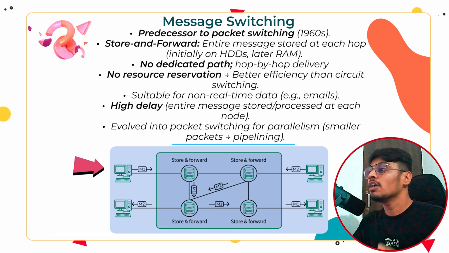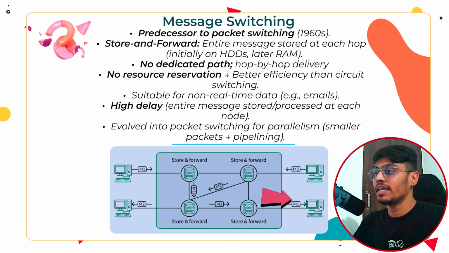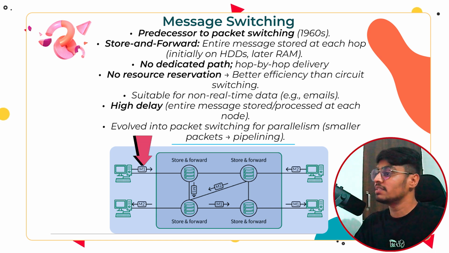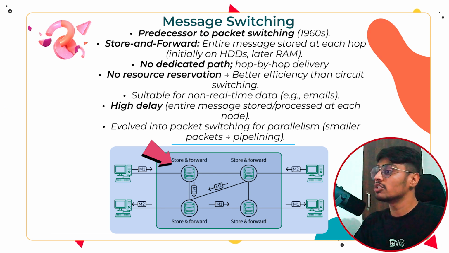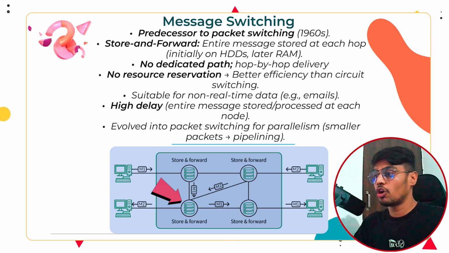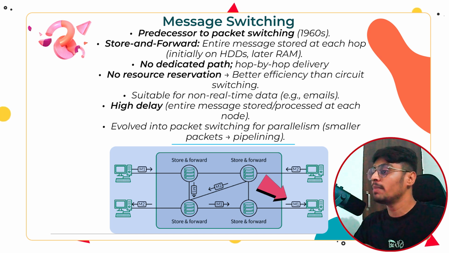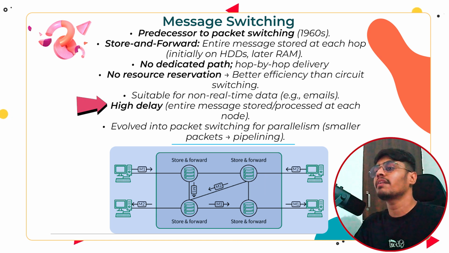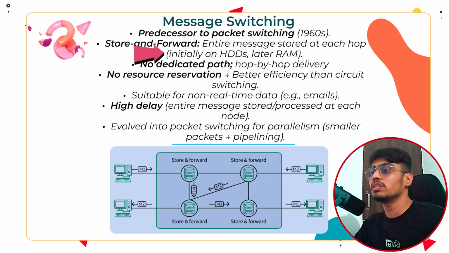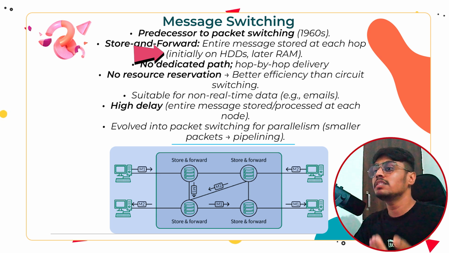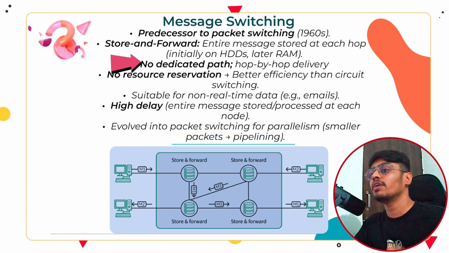But in message switching, no direct connection is created between A and D. A simply transmits its message, which reaches the next hop, like a switch or router. The switch stores the message, processes it to determine the route, then forwards it to the next hop. This process continues until the message reaches its destination. Initially, messages were stored on hard disk, which caused significant delays. Later, RAM was used for storage because it's much faster than hard disk. This hop by hop delivery approach differs completely from circuit switching. This is message switching.